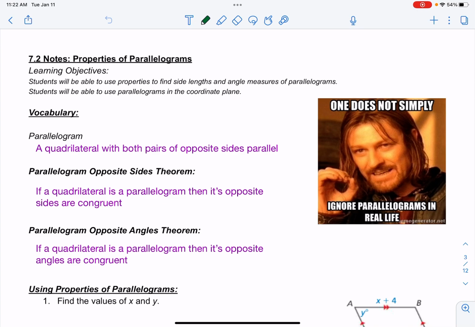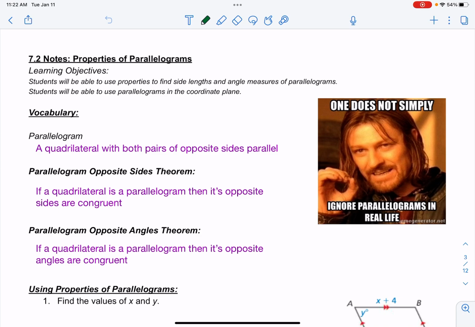The parallelogram opposite sides theorem states that if a quadrilateral is a parallelogram, then its opposite sides are congruent. So now we know that opposite sides are parallel and our opposite sides are congruent. And then, very similarly, we have the parallelogram opposite angles theorem, and that states if a quadrilateral is a parallelogram, then its opposite angles are congruent. So in a parallelogram, it is just important to note that opposite sides are congruent and opposite angles are congruent.